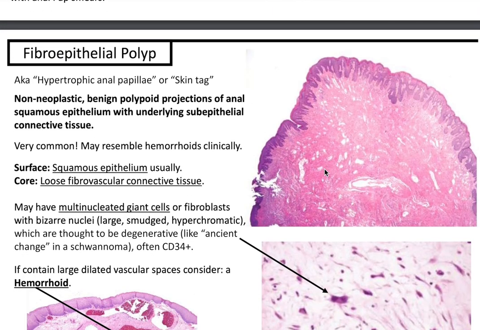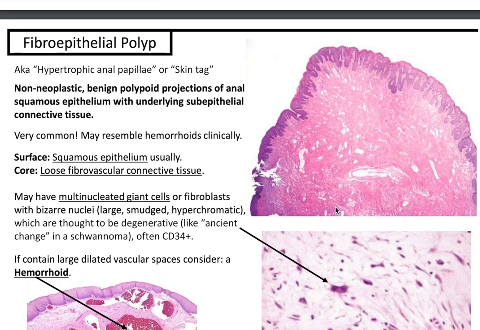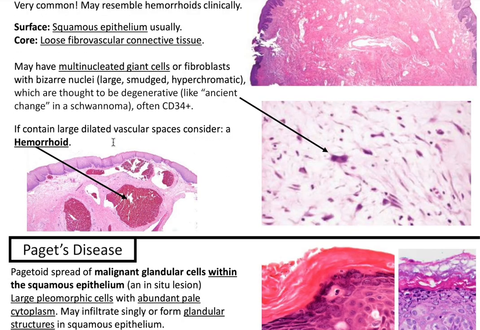Fibroepithelial polyp. This is non-neoplastic, benign polypoid projections of anal squamous epithelium with underlying subepithelial connective tissue that may look like a hemorrhoid clinically. Surface, you'll have squamous epithelium usually, and core, you'll have loose fibrovascular connective tissue where on close inspection, you may have multinucleated giant cells. If it contains large dilated vascular spaces plus or minus thromboses, consider hemorrhoid.